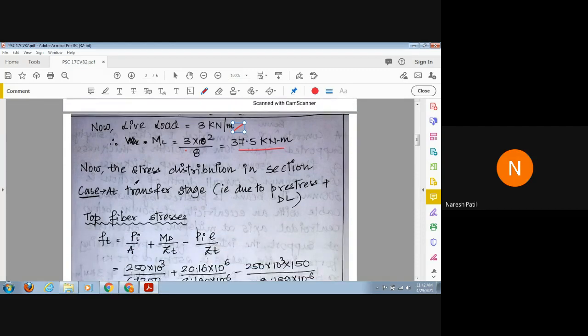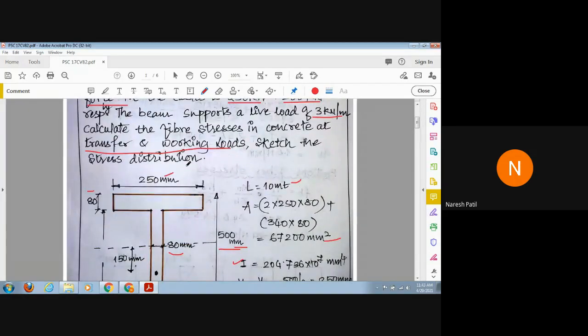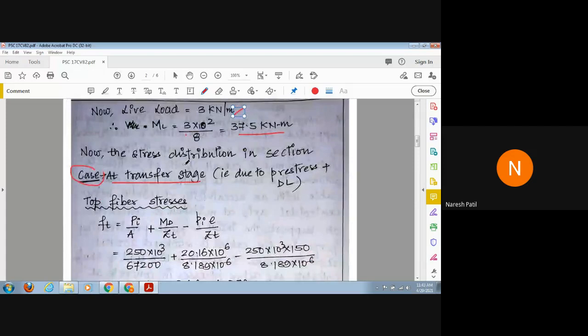Now the stress distribution in section. We have to find out this stress distribution. So case 1, this is very important. At transfer stage, because they are mentioned in the question, we have to find out the fiber stresses in concrete at transfer and working load. See, first you understood what is transfer and what is working.